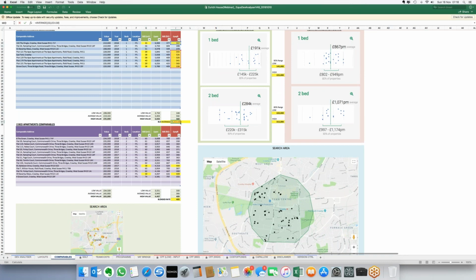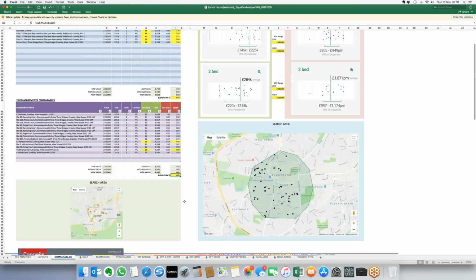The blended rate is an average of the selected comparables above, and the same with the two beds there. So that's just an average. Okay, so we've got for the one beds £542 per square foot, and we've got 405 for the two beds.